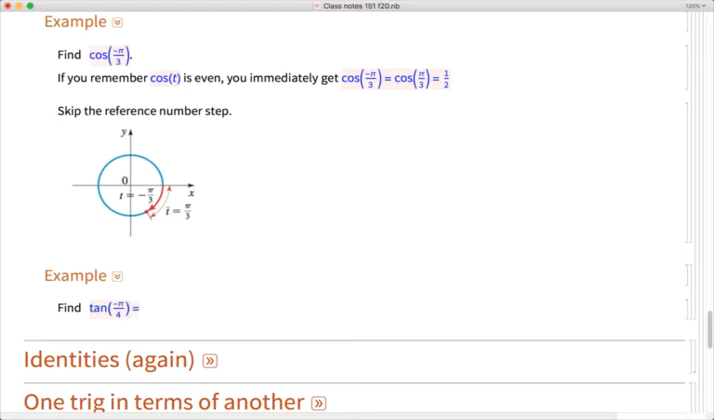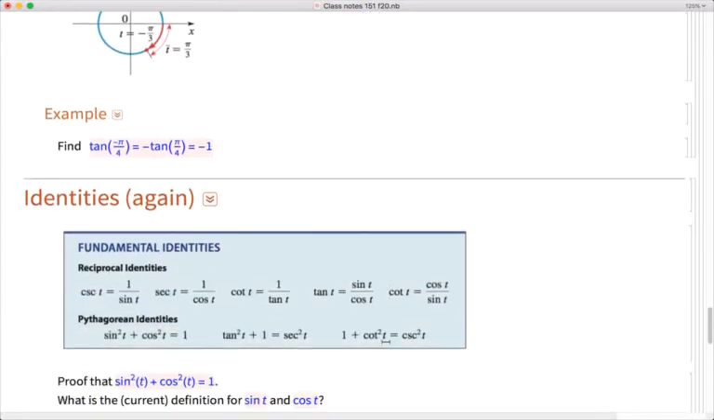Oh, I guess one more. So find tangent of negative pi over 4. Okay, so if you just remember that tangent is an odd function, this will tell you immediately that this is the negative of tan pi over 4. Okay, so this should be negative 1.